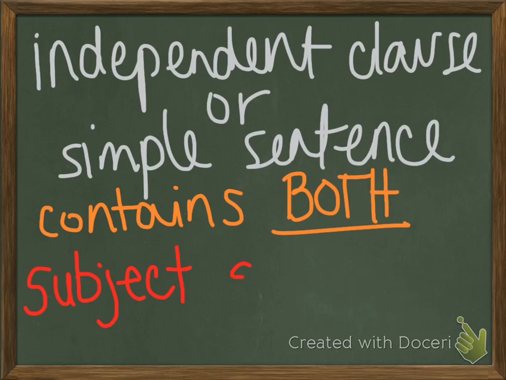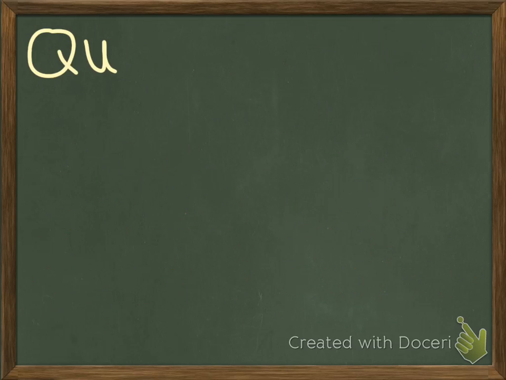Now remember, we've talked about clauses and phrases in the past, and sometimes people still get confused about if a group of words is a clause or if a group of words is a phrase. So I want to review that very quickly because you have to understand that to get your compound sentences right. So remember, an independent clause, also known as a simple sentence, will have both a subject and a predicate.